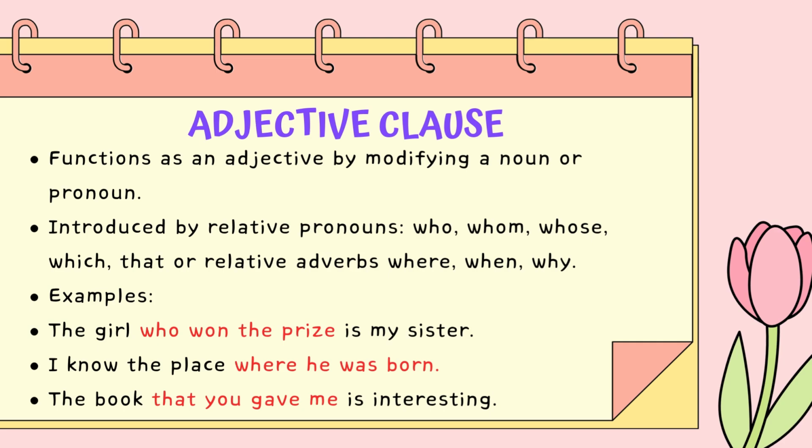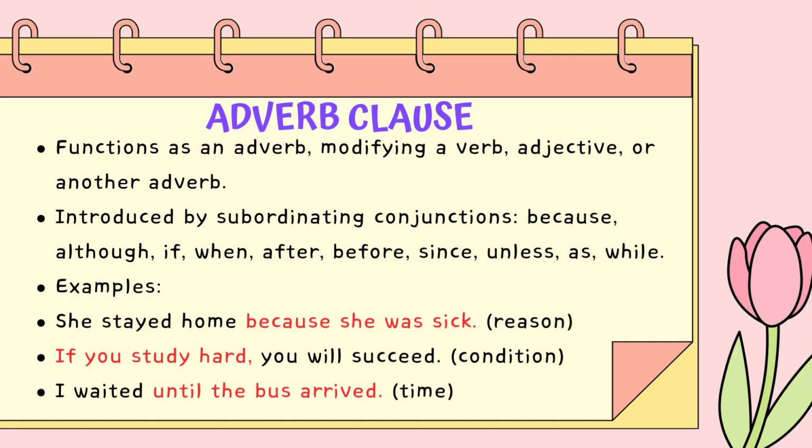Then we move on to the last type of dependent clause, which is the adverb clause. The adverb clause functions as an adverb, and you know the function of an adverb. An adverb modifies a verb, an adjective, and another adverb, and that's the same thing that an adverb clause does. So it is usually introduced by subordinating conjunctions such as because, although, if, when, after, before, since, unless, as, and while.